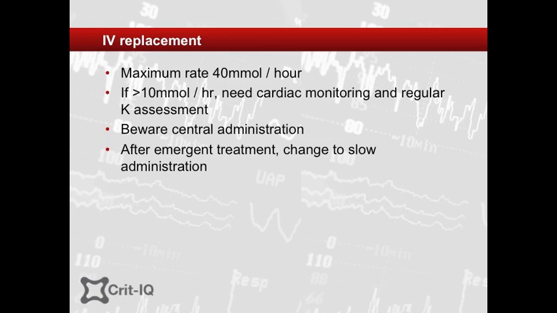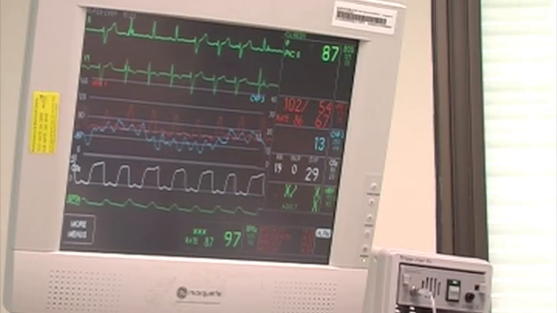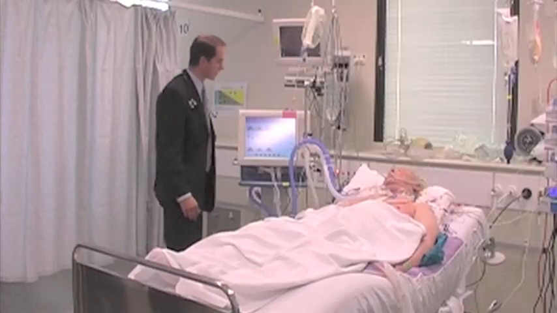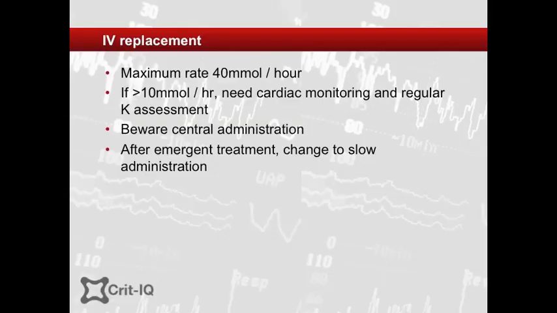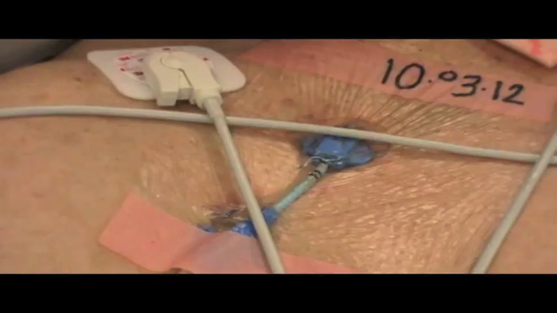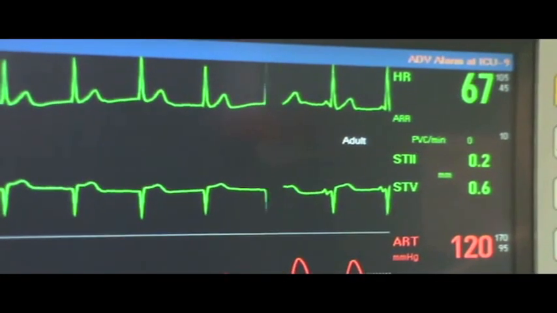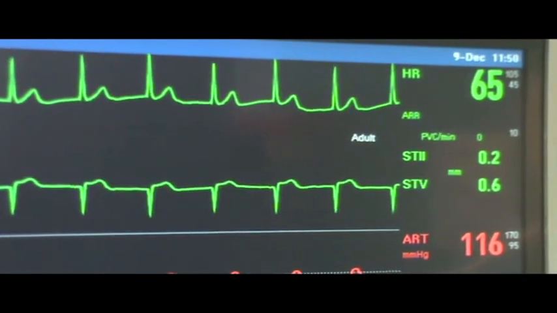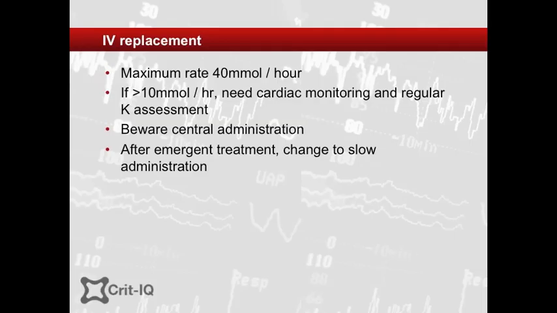Intravenous potassium should not exceed a rate of 40 millimoles per hour, and plasma levels should be frequently monitored. Rates greater than 10 millimoles per hour should only be given with cardiac monitoring available. Care should be taken when administering potassium rapidly into the central circulation because of the potential for cardiac conduction abnormalities if a concentrated bolus of potassium reaches the heart without appropriate dilution in the blood. Once emergent problems have been resolved, a more gentle replacement plan can be employed.